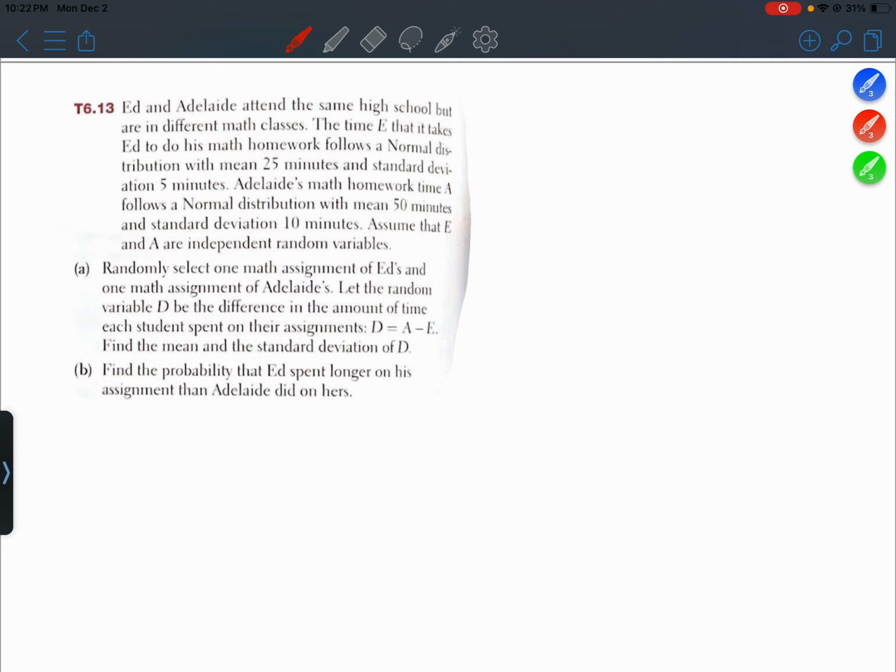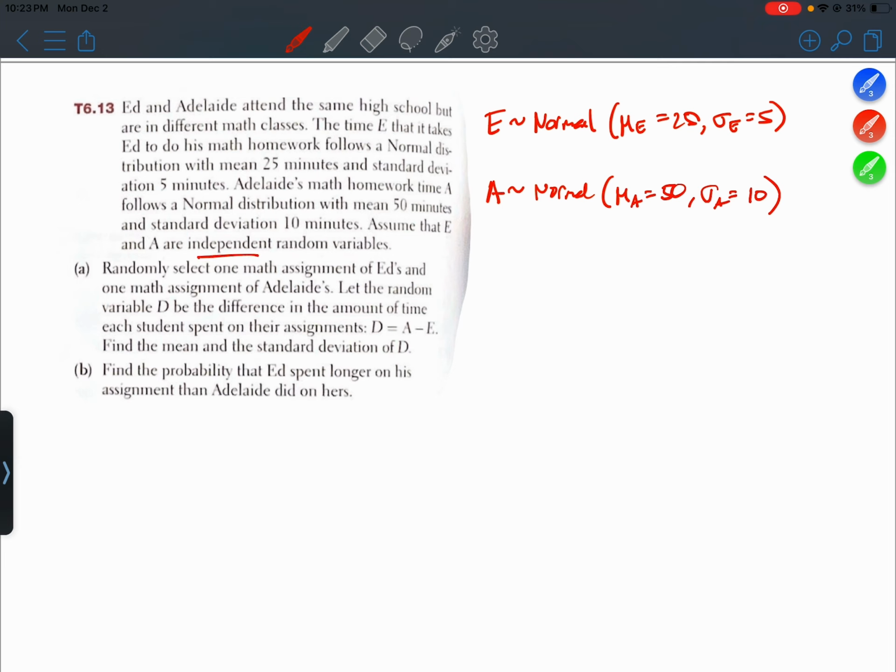All right, so let's just summarize that real quick. So E is approximately normal with a mean of 25 and a standard deviation of 5. A is approximately normal with a mean of 50 and a standard deviation of 10. Okay. And they're independent.